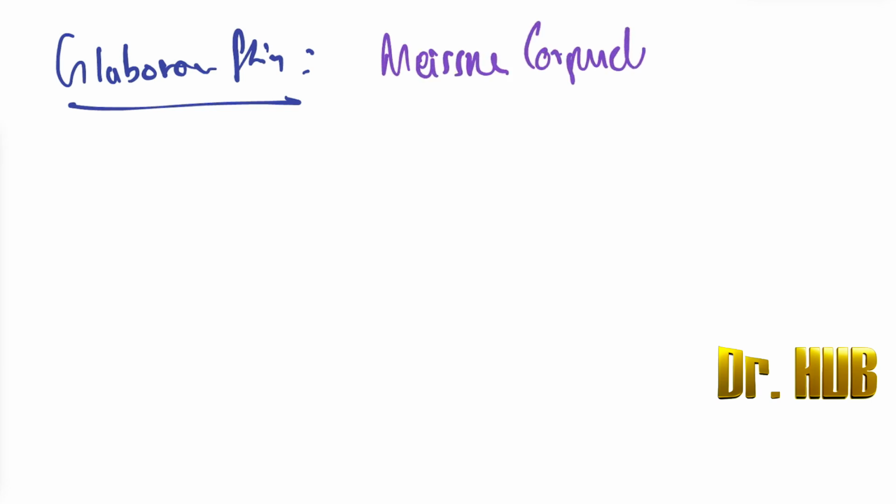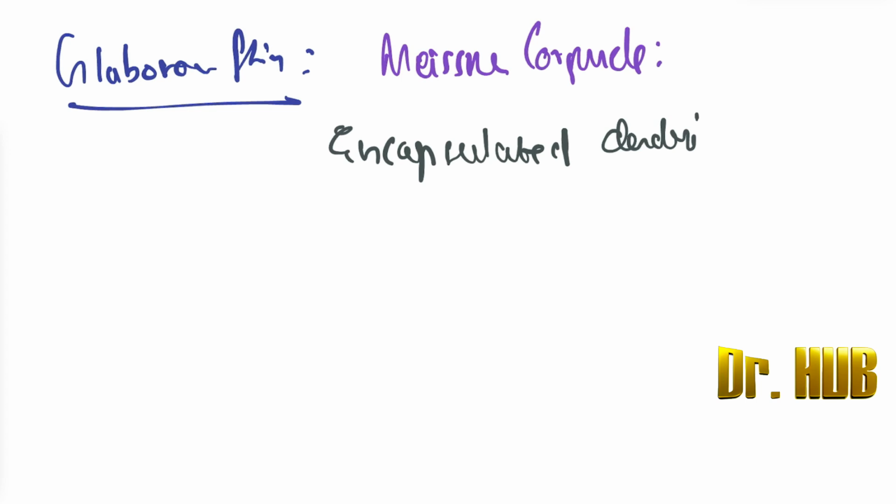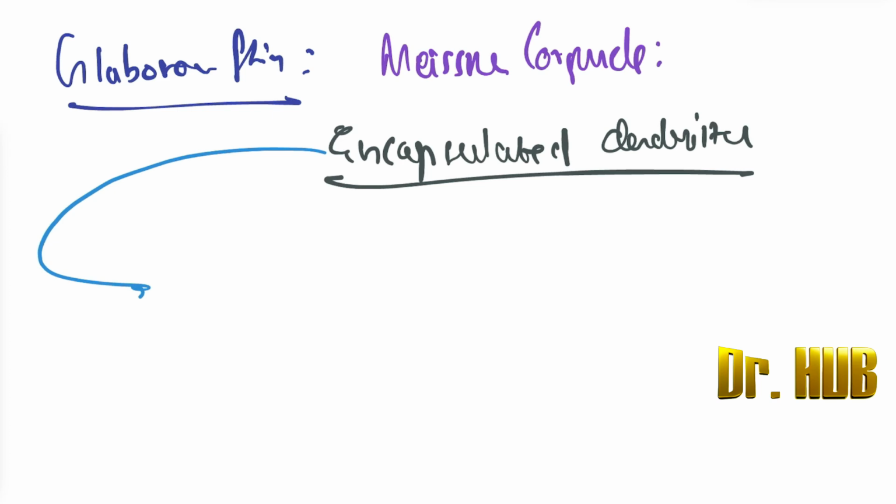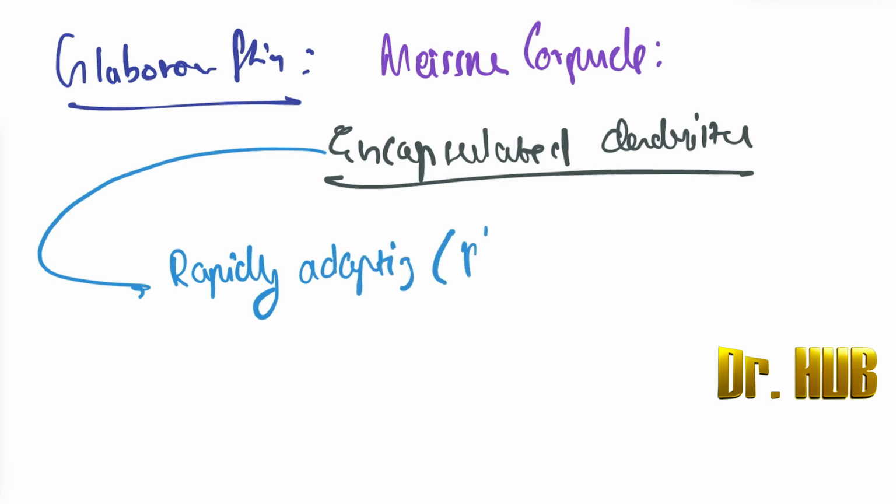So let's write it down: glabrous skin. The major components here include the Meissner corpuscle. The Meissner corpuscle has encapsulated dendrites. It is rapidly adapting, that is, a phasic receptor.